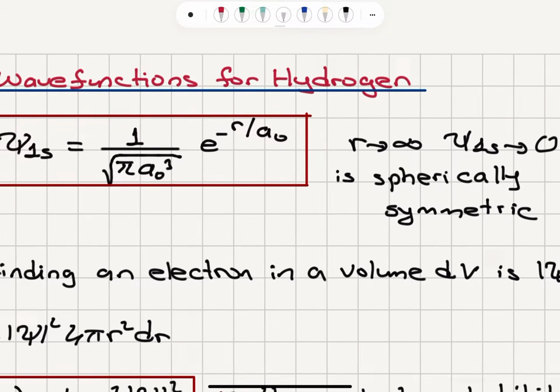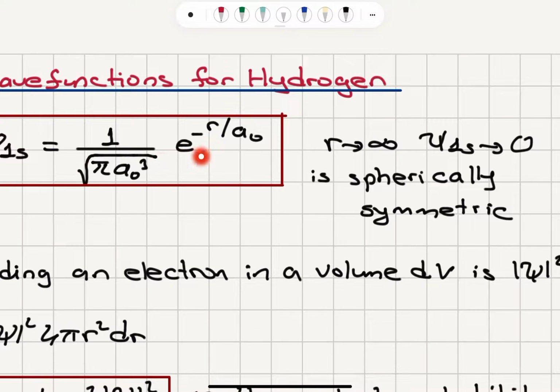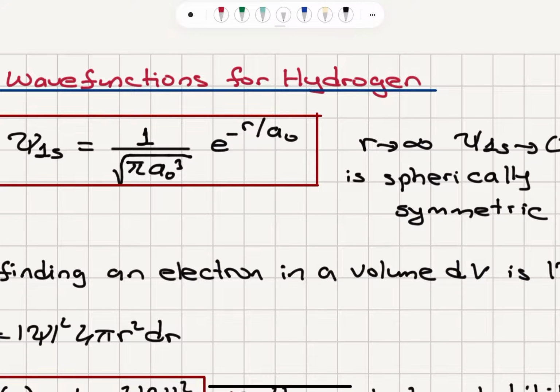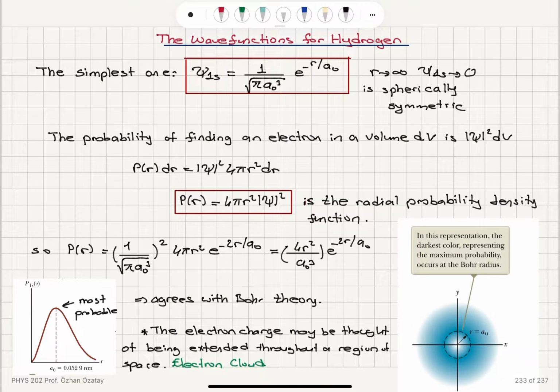Now if you investigate what this solution is doing, as r goes to infinity, you see that the solution decays to 0 as we required, and this is a spherically symmetric solution. So it has the same value depending on the radial distance r, whichever direction we go away from the nucleus.